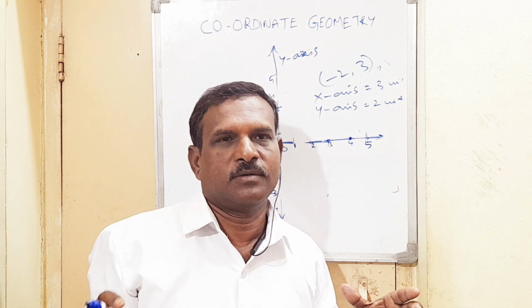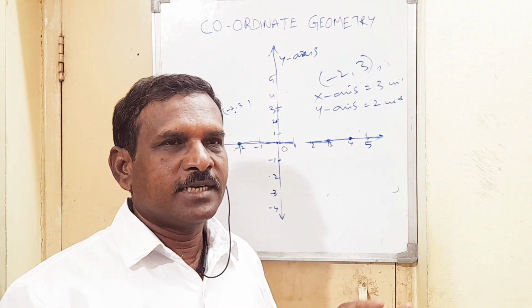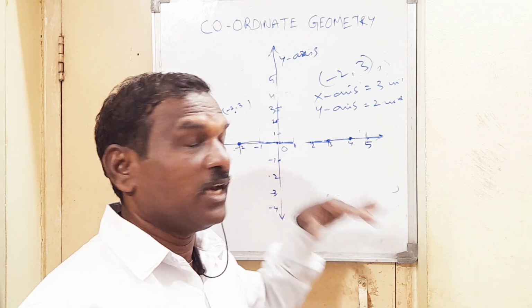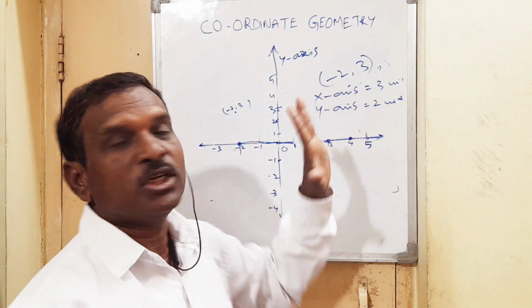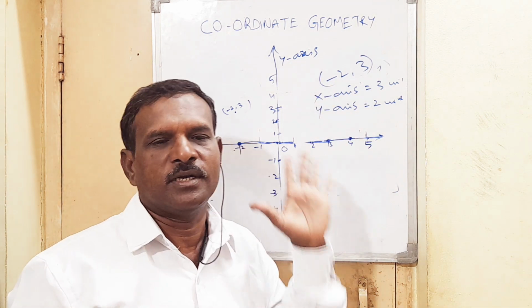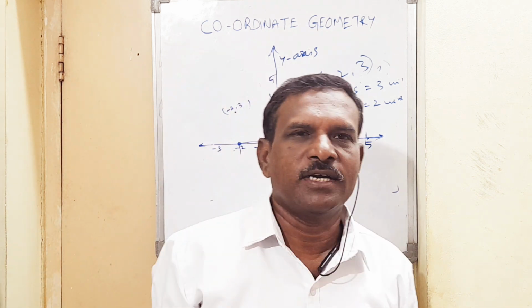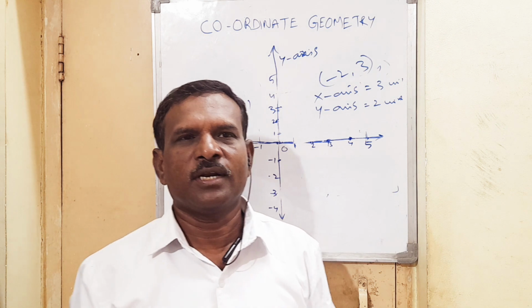Whenever we speak about the distance, we won't consider the sign. Here the sign represents whether it is moving left or right, that's it. But the distance, the magnitude, will be the same. So the distance is 2 units. We can say just 2 units. So like this we can find the distance of the point. Okay children, I hope you are all clear.